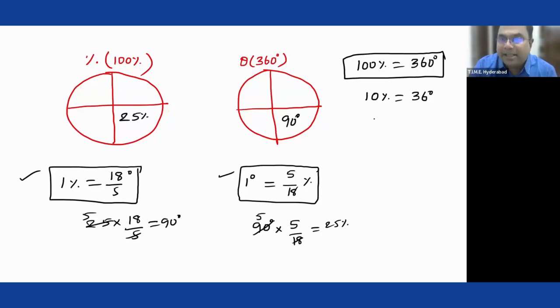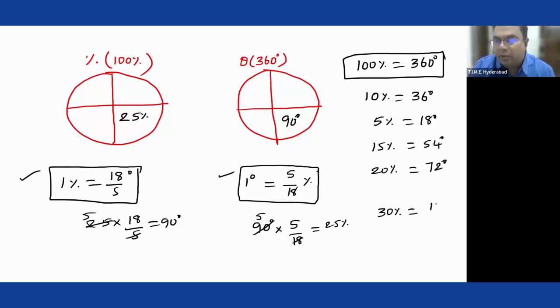Now I'll complete this series. 5%, half of 10%, is 18 degrees. 15%, simple, add 10 plus 5: 36 plus 18, 54 degrees. 20%, double of 10%, 36 doubled, 72 degrees. 30%, 10 into 3, 108 degrees. These are standard values which you should remember. 25%, you get 20 plus 5 if I add these two: 72 plus 18, 90 degrees.